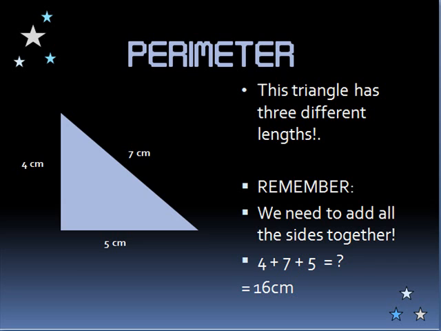Here we are being asked to calculate the perimeter of a triangle. In this example, all 3 of our sides have different lengths, but we don't need to worry because we know that to calculate the perimeter of any shape, we need to add all the sides together. So in this example, we can see that we have a side that is 4 centimeters, a longer side that's 7 centimeters, and then another side that is 5 centimeters. So 4 plus 7 plus 5, 16 centimeters. That was easy.